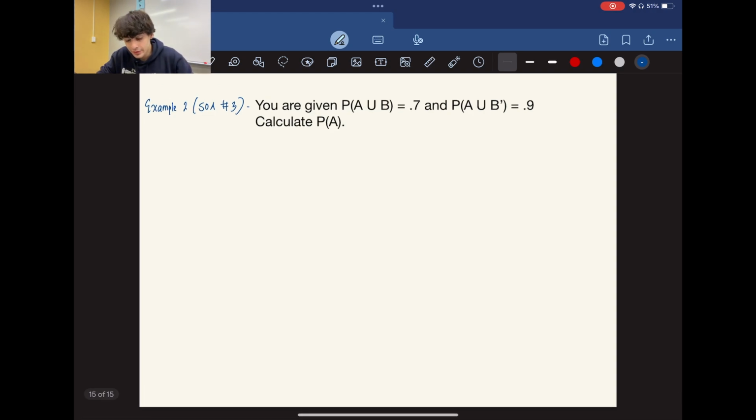One final example for this video. This actually is derived directly from the SOA public question bank. This is question number 3, and it states this. You were given the probability of A union B is 0.7, and the probability of A union B complement is 0.9, and they want you to calculate the probability of A.